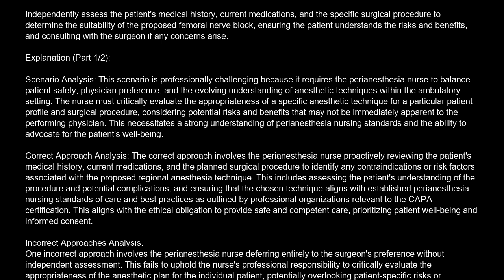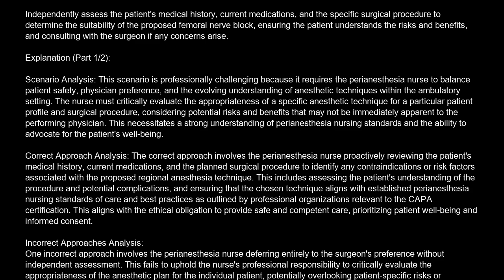Correct approach analysis. The correct approach involves the perianesthesia nurse proactively reviewing the patient's medical history, current medications, and the planned surgical procedure to identify any contraindications or risk factors associated with the proposed regional anesthesia technique. This includes assessing the patient's understanding of the procedure and potential complications, and ensuring that the chosen technique aligns with established perianesthesia nursing standards of care and best practices as outlined by professional organizations relevant to the CAPA certification. This aligns with the ethical obligation to provide safe and competent care, prioritizing patient well-being and informed consent.